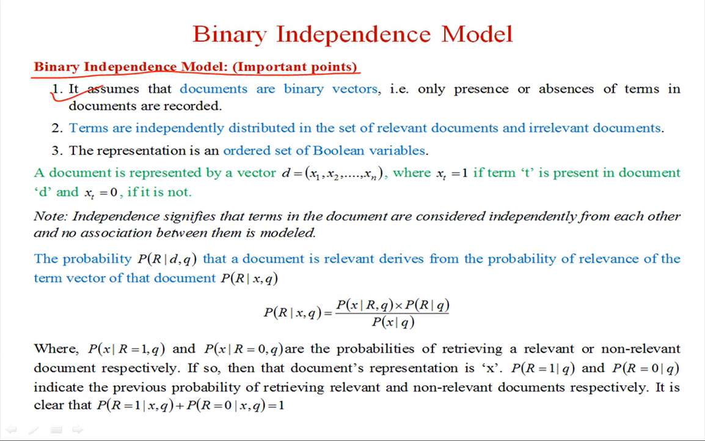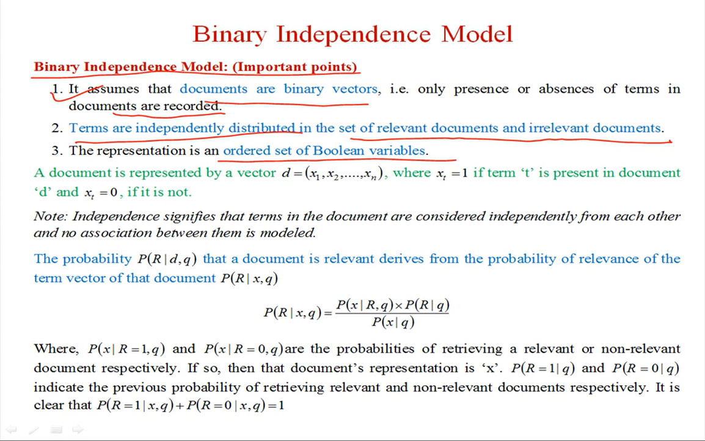The binary independence model assumes that documents are binary vectors, that is, only the presence or absence of terms in documents is recorded. Terms are independently distributed in the set of relevant documents and irrelevant documents. The representation is an ordered set of Boolean variables. A document is represented by a vector d = (x1, ..., xn), where xt = 1 if term t is present in the document d and xt = 0 if not present.